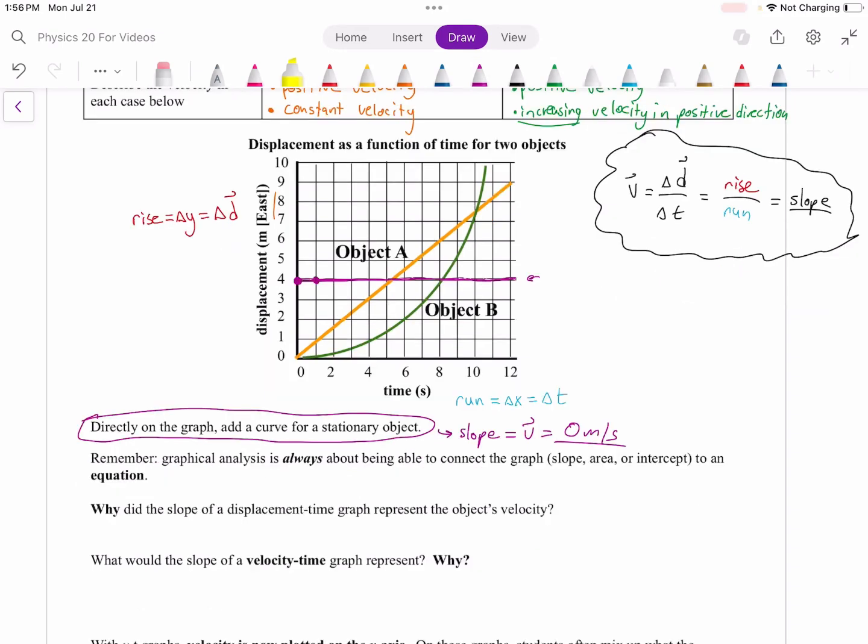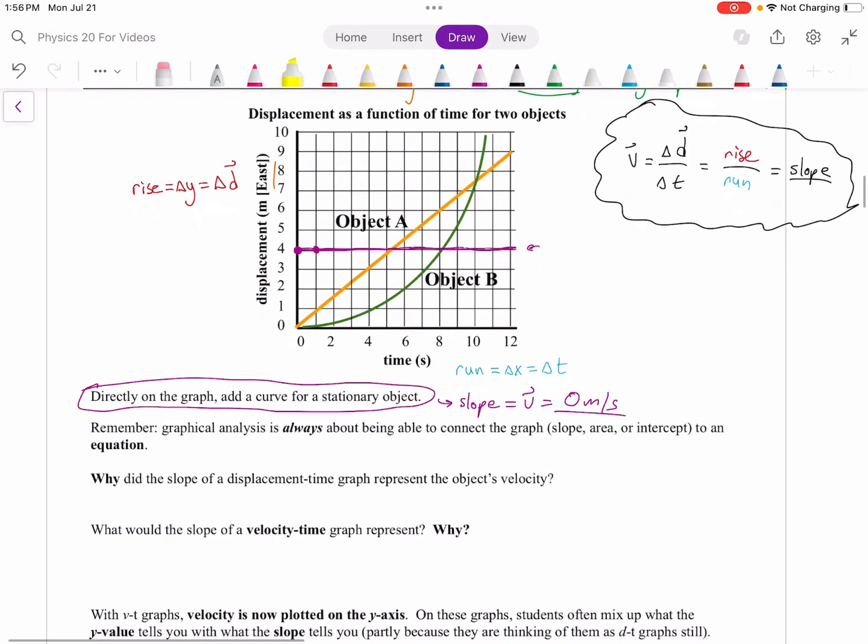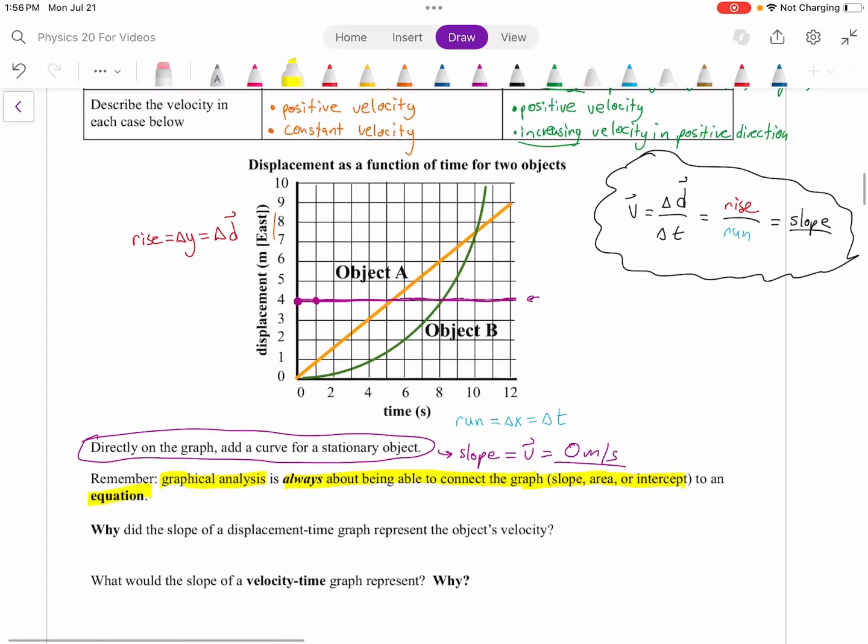like we would expect for a stationary object. So I can't emphasize this enough, right? Graphical analysis, honestly, is a very simple process, okay? As long as you understand that the core idea is about being able to connect the graph, either its slope, its area, its intercept, to an equation. And that's not a guessing game. The equation tells you, right?